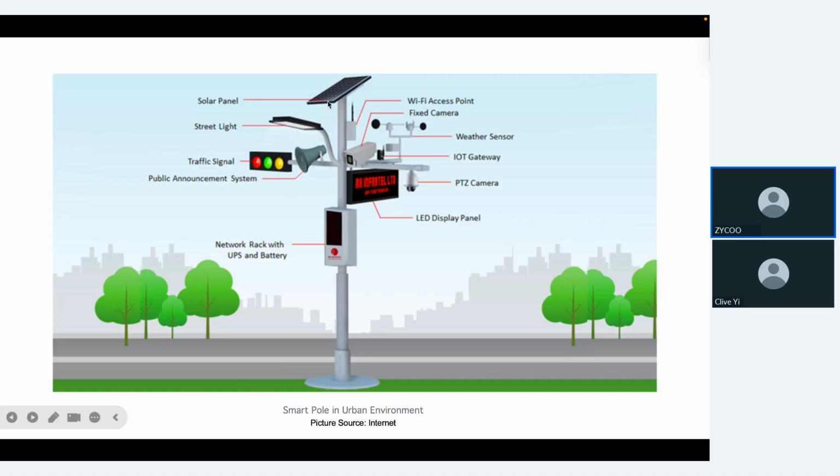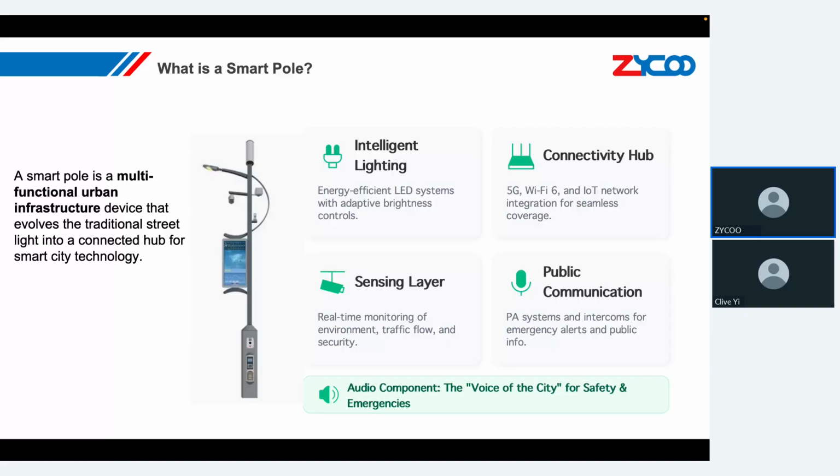So this is the whole, like a very complete and complex smart pole. It has integrated many different devices. But usually in real world cases, it depends on the customer's needs. Like you don't need to integrate all the devices. Yeah, so back to the definition.